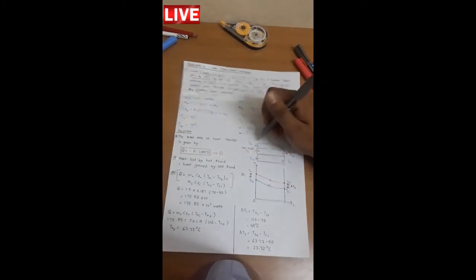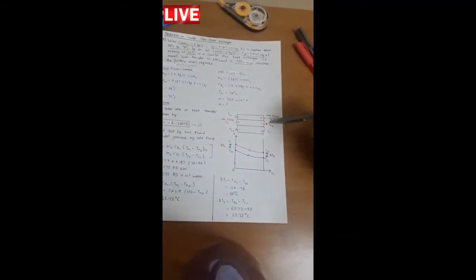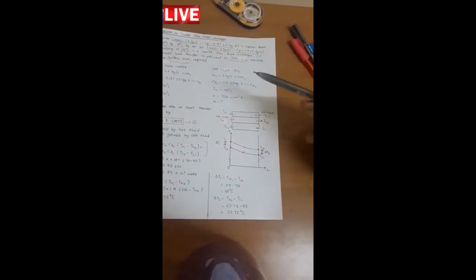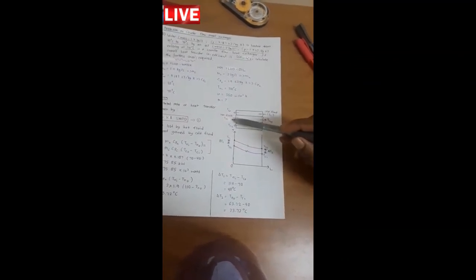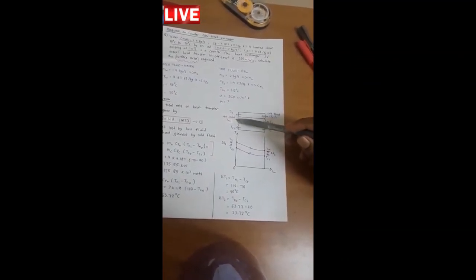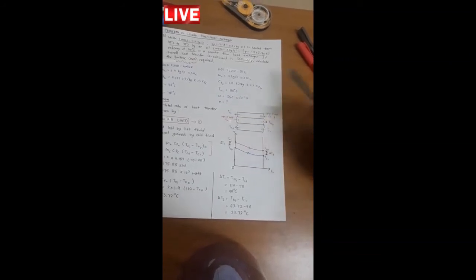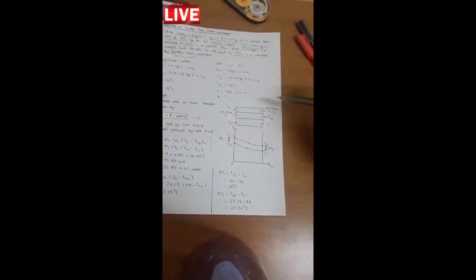So let's move on to the solution. First of all, draw a diagram. Before moving on to the diagram, why is this process called a counterflow heat exchanger? Because if you see, the hot fluid, which is oil, is moving from left to right, while the cold fluid, which is water, is moving from right to left, which is in the opposite direction. So this is known as a counterflow heat exchanger.